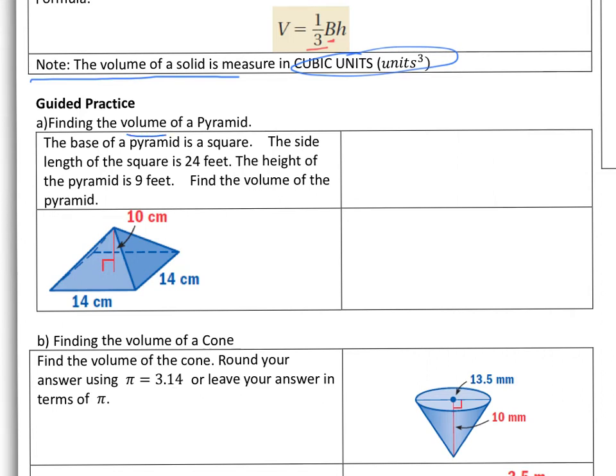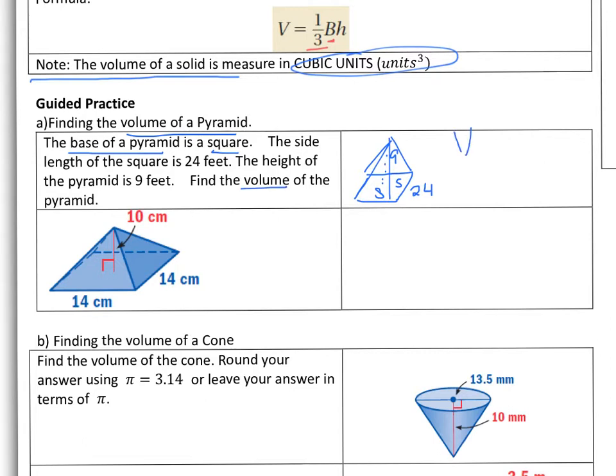Practice. Finding the volume of a pyramid. The base of a pyramid is a square. So I'm going to draw my square here so I know that all sides are equal for the base. The side length of the square is 24 feet. The height of the pyramid is 9 feet. So I could draw my pyramid. Okay, 9 feet. Find the volume of the pyramid.